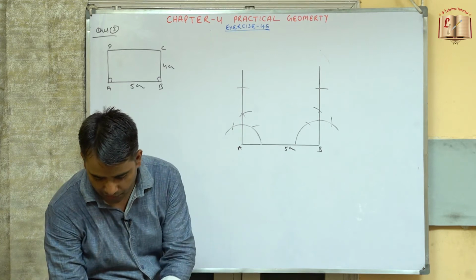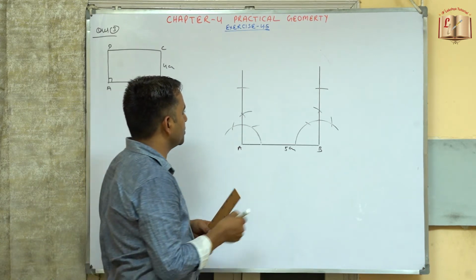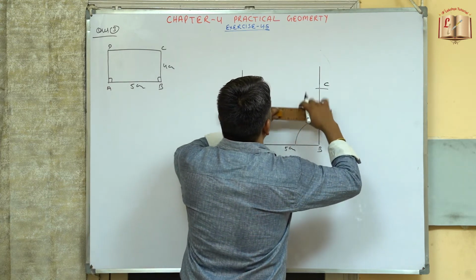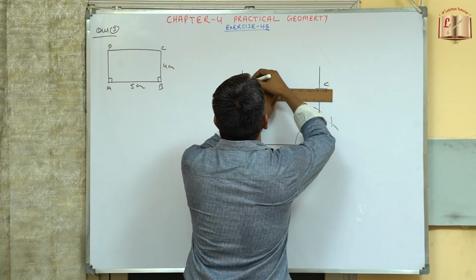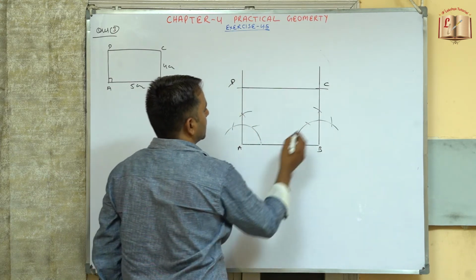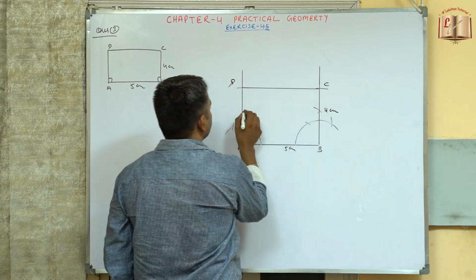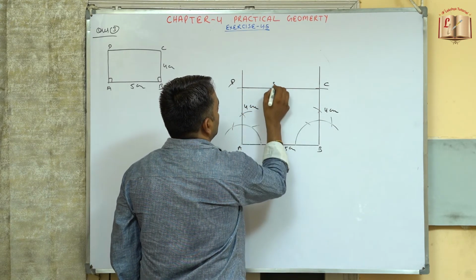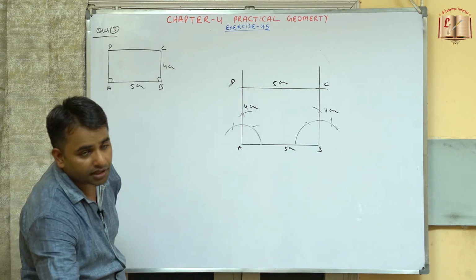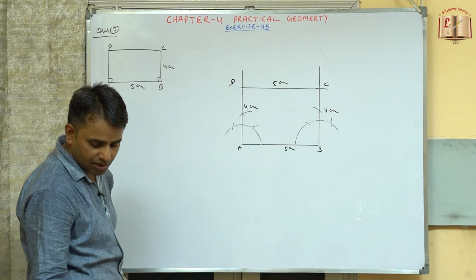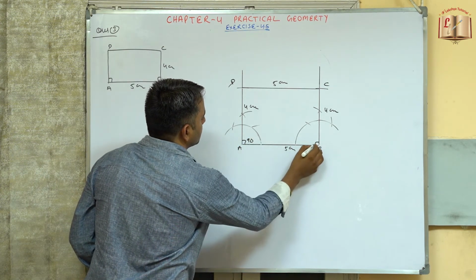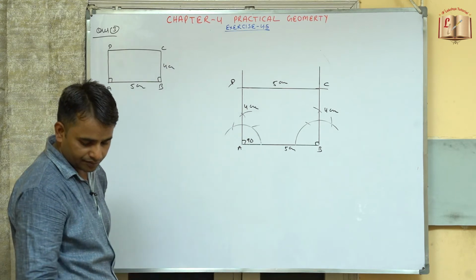Now we will join these points. So these points will be now C and D. So this is C and this is D. So this is the required rectangle. This is 4 centimeter, 4 centimeter, and obviously this will be now 5 centimeter. So this is the required rectangle, and with each angle, this is 90 degree, we can mark 90 degree, and this is also the 90 degree.